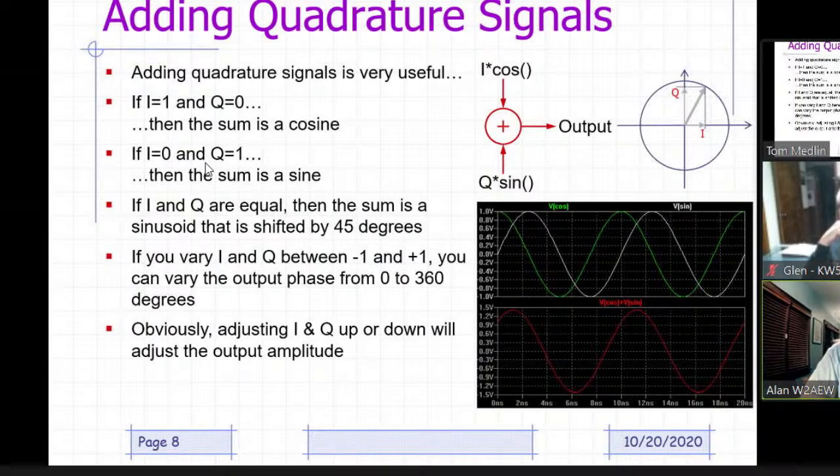So obviously adjusting I and Q up or down will also adjust the output amplitude, right? So if, instead of making them plus and minus 1, we made them plus and minus 0.5, we'll get the same phase shift, but also we'll change the amplitude. So we can do amplitude modulation and phase changes and phase modulation just by changing the magnitude of I and Q.